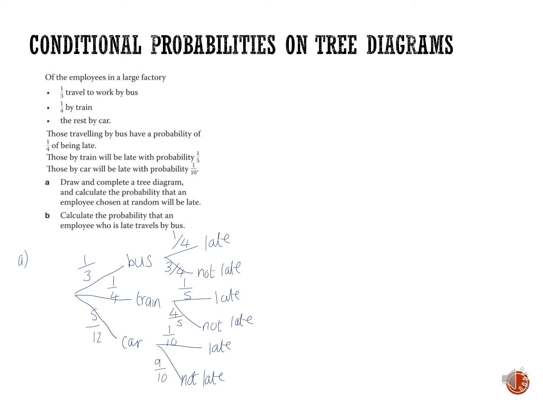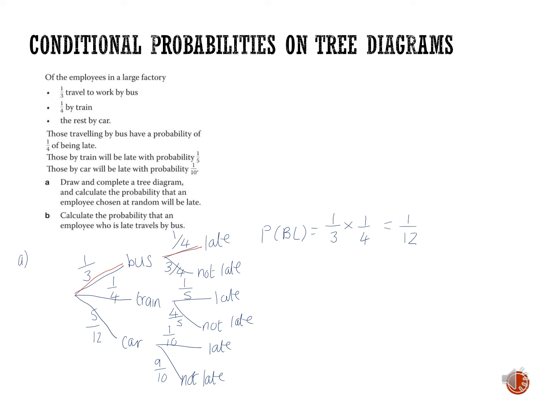What does it say? Draw and complete the tree diagram. Calculate the probability an employee chosen at random will be late. So let's pick out the probabilities from here that we're going to be late. So we've got bus and late. Remember what we do with tree diagrams? As we go along the branches, we times the probabilities together. Okay, so you can see I've gone along this branch and this branch, hence I've timesed those probabilities together. Okay, 1/12.